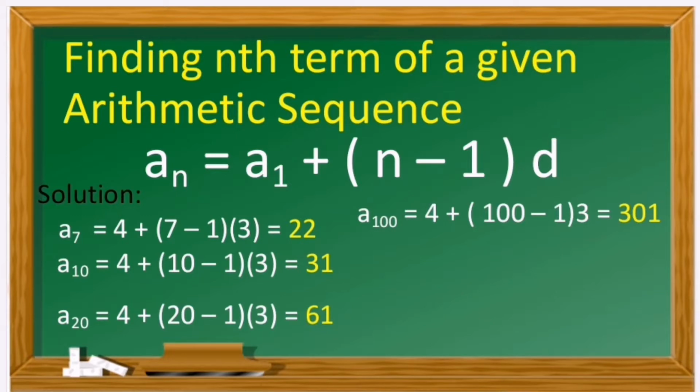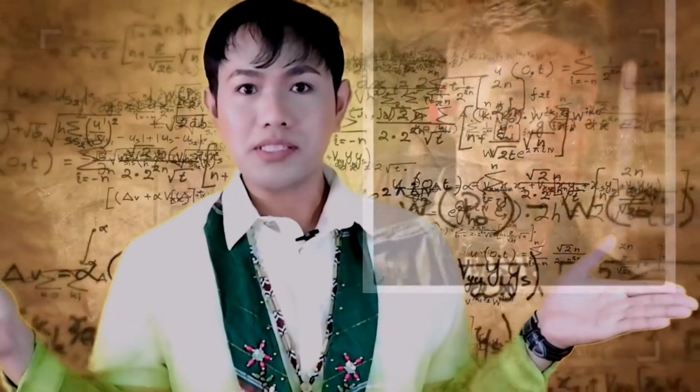And that would be the answer? The answer is 61. And finally, in finding the 100th term, a sub 100 would now be equal to 4 plus the quantity of 100 minus 1 times 3. And in 3 seconds, you will get the answer, and that would be 301. You got all of those?